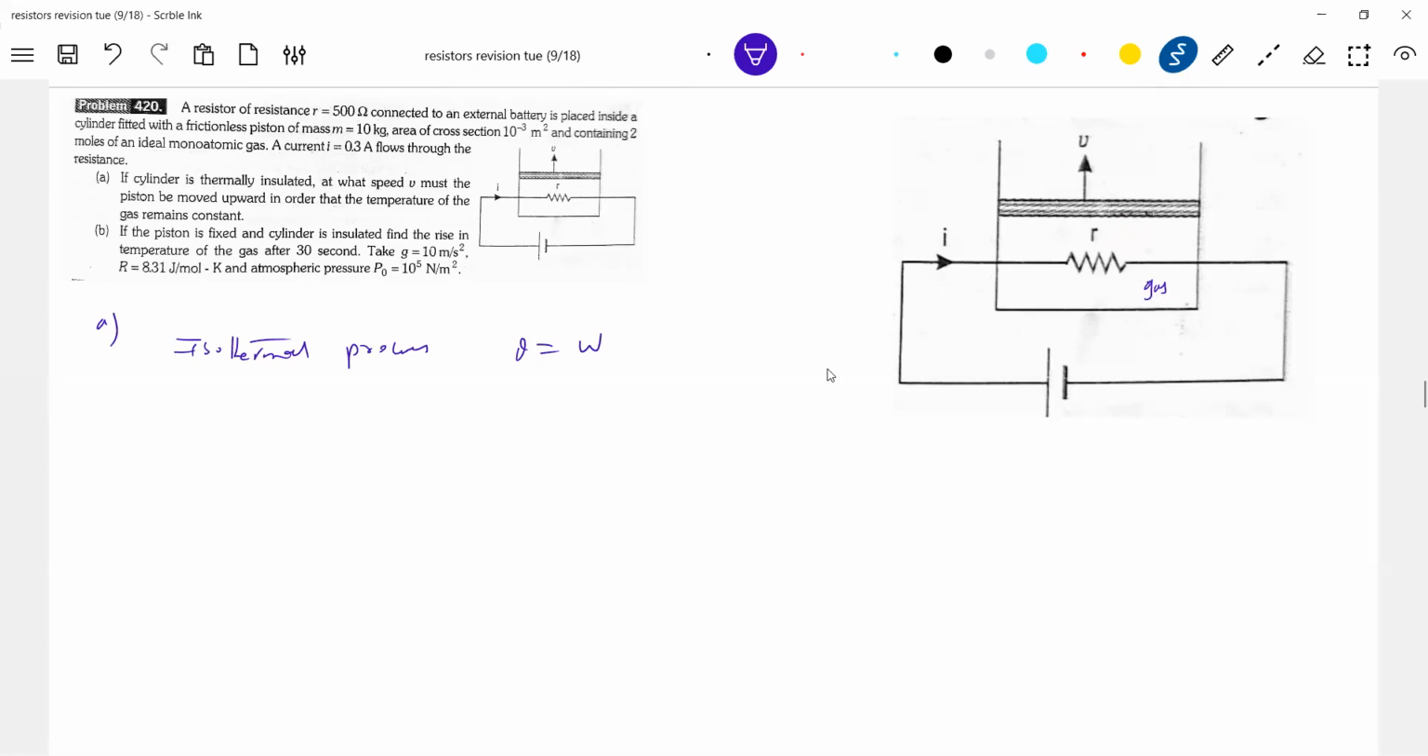Q equal to W, no? And dQ by dt should be equal to dW by dt. What is dQ by dt here? I squared R. What is dW by dt? What are the forces acting there? Weight mg, atmospheric pressure force, and the gas pressure force.